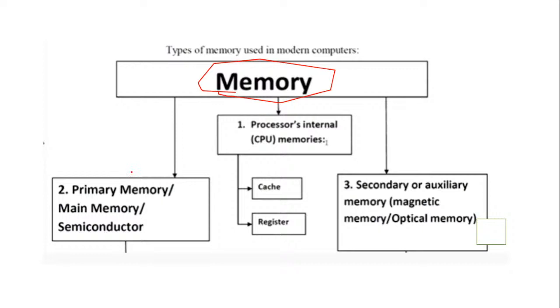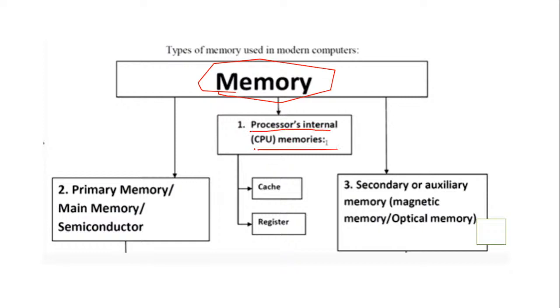So primary memory is called the main memory. It is also called the semiconductor memory, or the internal memory. When we talk about secondary memory, it is called auxiliary memory, in the form of magnetic memory or optical memory, or it is also called external memory. Fine. Now we have something called processors, that is CPU memory.